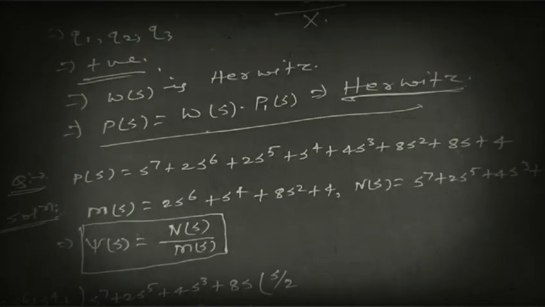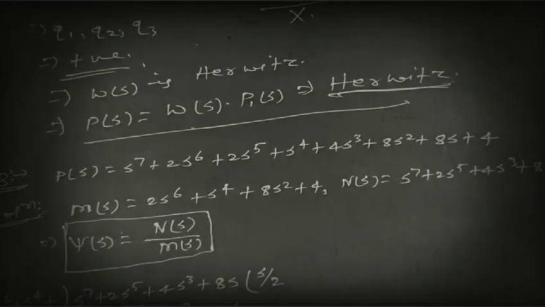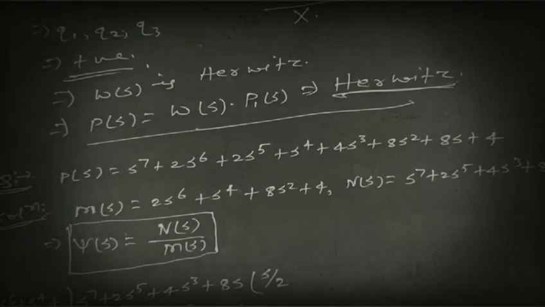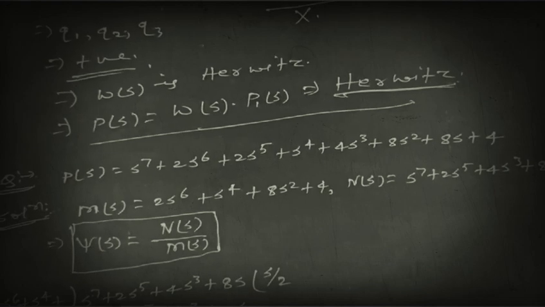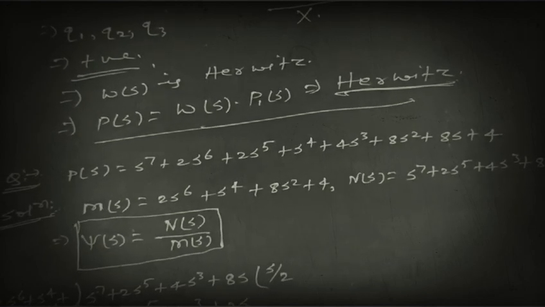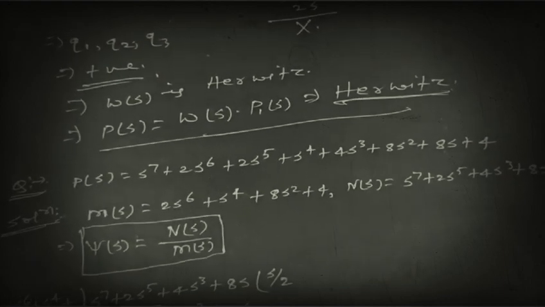Next, go to the next question, that is P(s) = s^7 + 2s^6 + 2s^5 + s^4 + 4s^3 + 8s^2 + 8s + 4. So we have to check whether this is a Hurwitz polynomial or not.